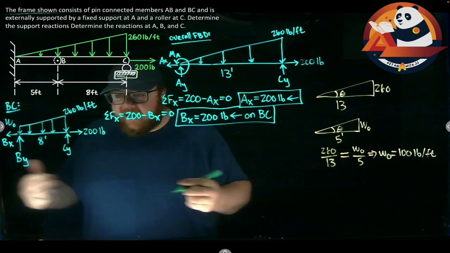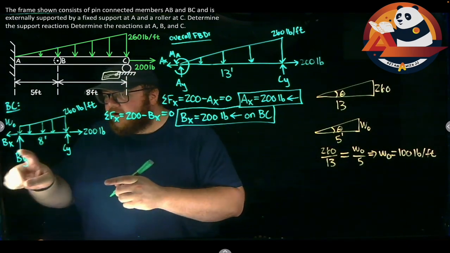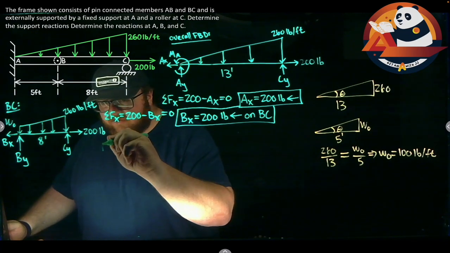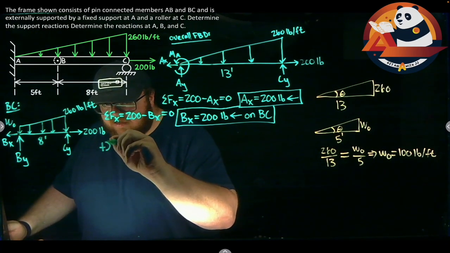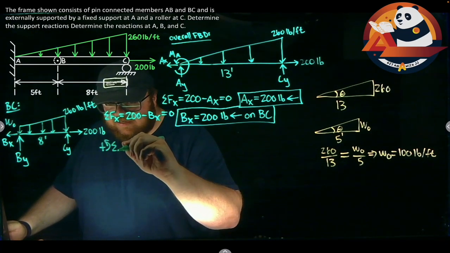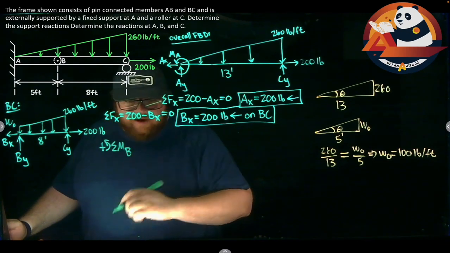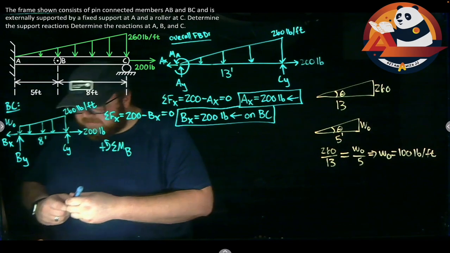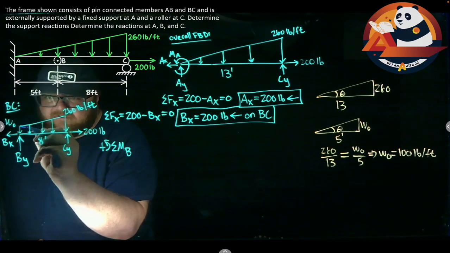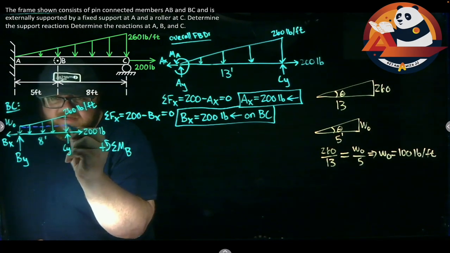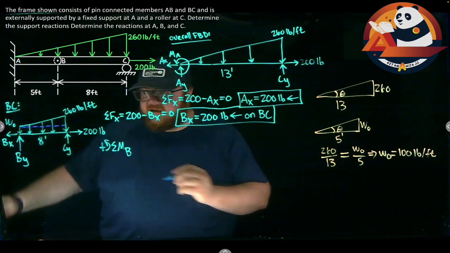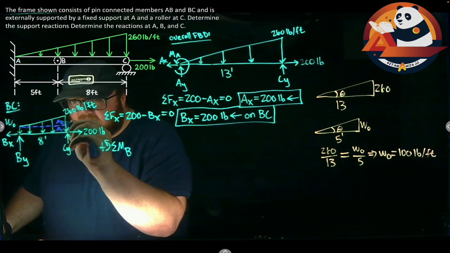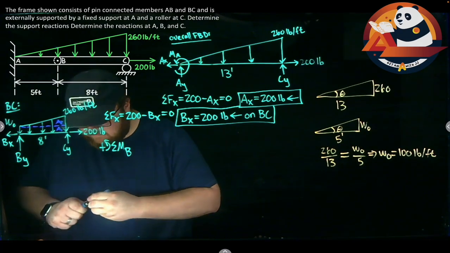And with that known, I can now come back and say, why don't I sum up my moments at B? With positive going counterclockwise, I'm going to sum my moments up about point B. If I'm doing this, I don't want to work with a trapezoid. Let's split this into 2 areas. We'll have one that is a rectangle and a second that's a triangle stuck on top of it. So this would be area 1. The triangle we'll call area 2.